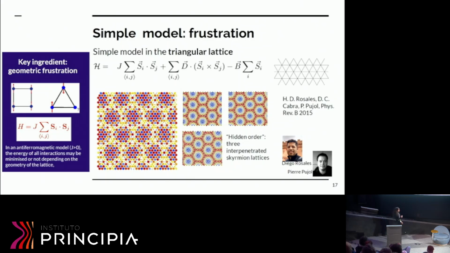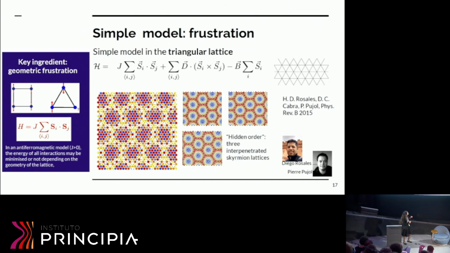And in fact, about 10 years ago now, Diego Rosales and collaborators found that in the triangular lattice, for a certain range of magnetic field and temperature, the texture that was found was something like this. Again, this is with simulations. You can see this is antiferromagnetic, right? Because you have red and blue together. So basically, at nearest neighbors, the exchange coupling wins, and you have an antiferromagnetic order.